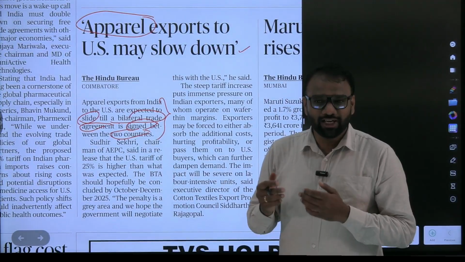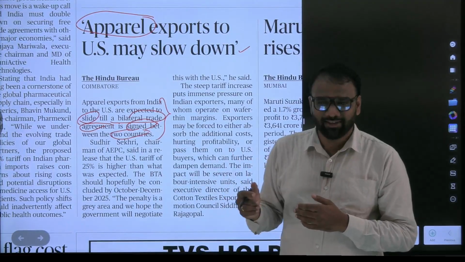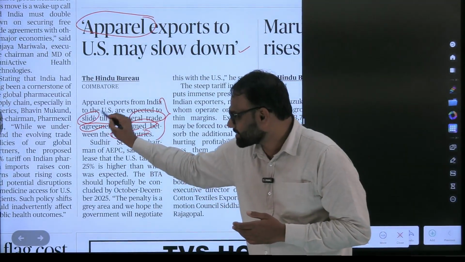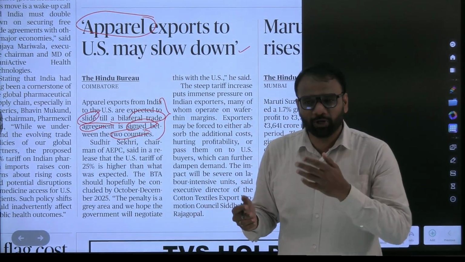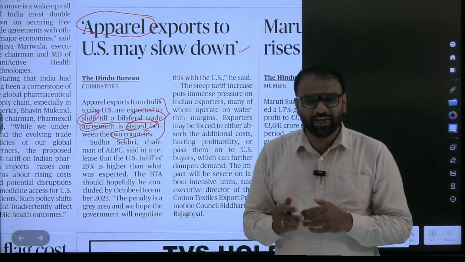Because of the imposition of the tariff by the USA, will India's apparel exports to the USA increase or decrease? Decrease. That is indicated by the term slide. So this will continue till what period? Till a free trade agreement is signed. Presently, does India have a free trade agreement with the USA?